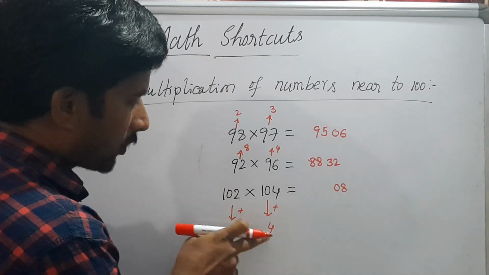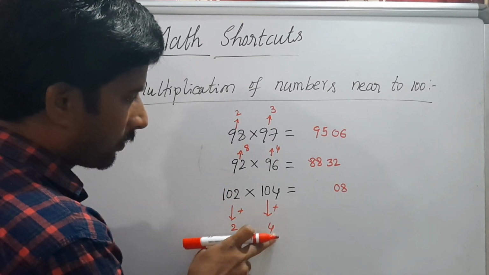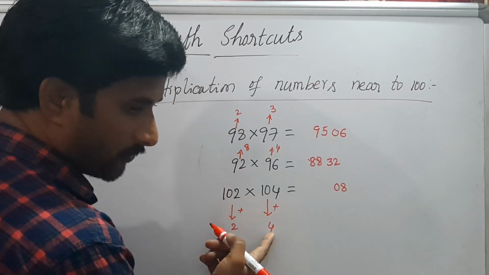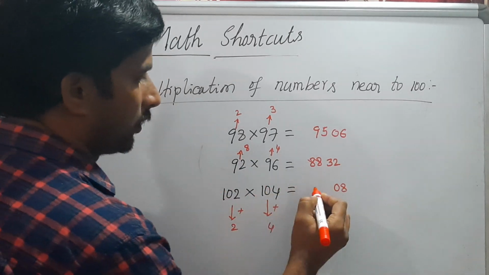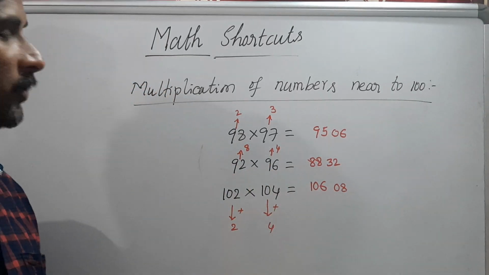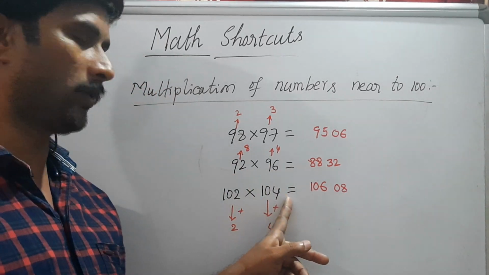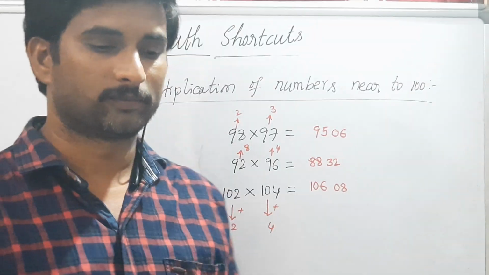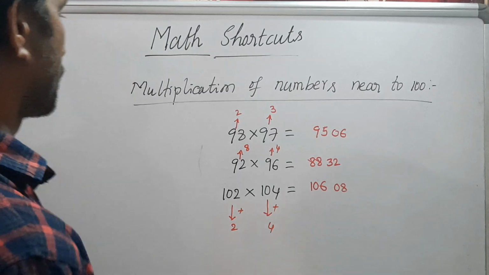Now take cross way 102 plus 4 or 104 plus 2, which gives 106. So 102 into 104 equal to 10,608. Next.